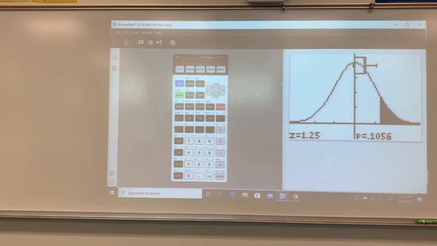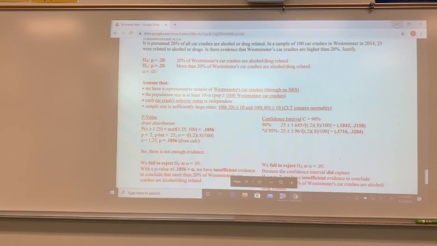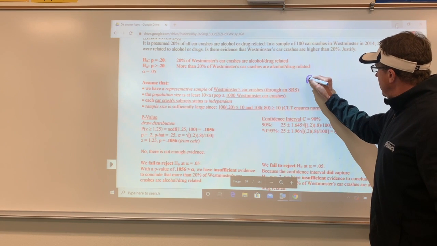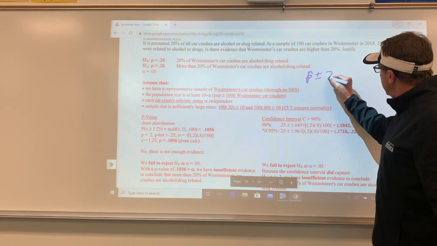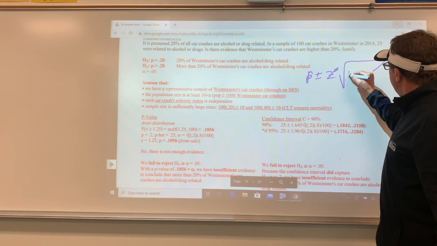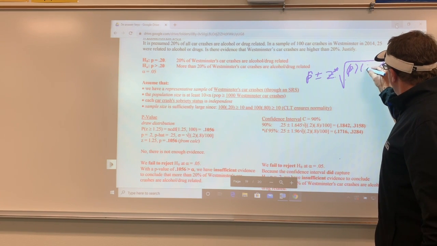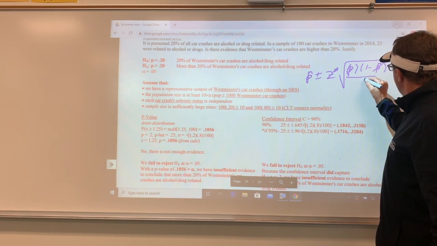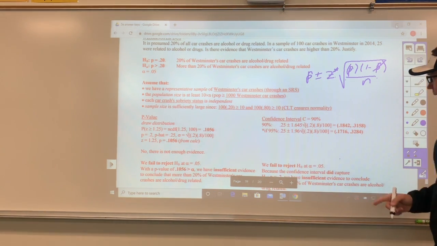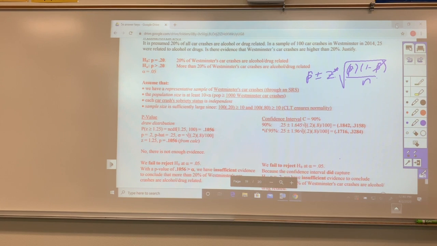Now, the other way you could have handled this is with a confidence interval. A confidence interval is p hat plus or minus z star times the square root of p hat times 1 minus p hat over n. You could have done it that way, and that would have worked out just as well. I have that written out here, but I'm going to write it up here for you so you see the whole thing.